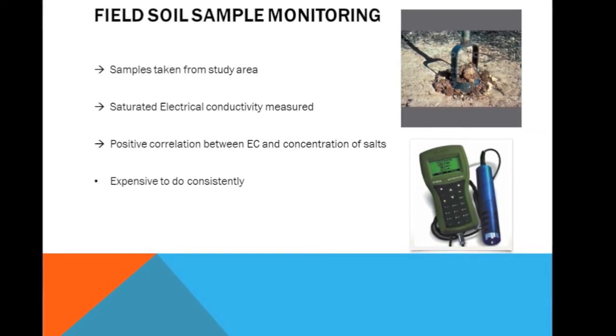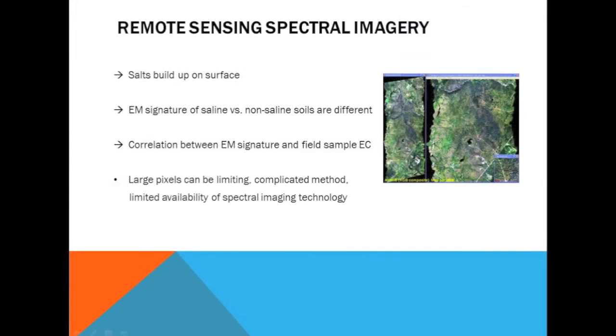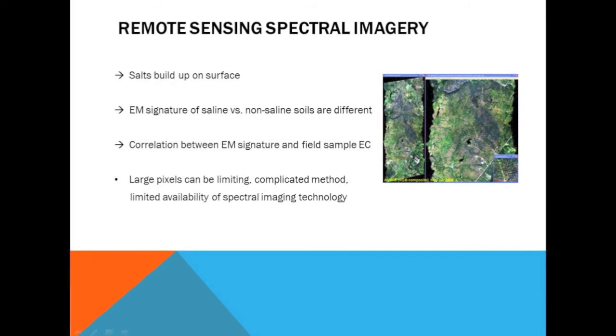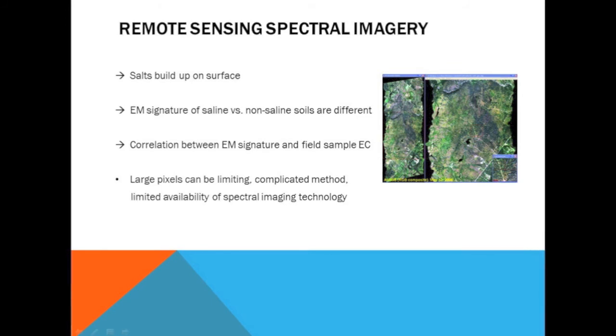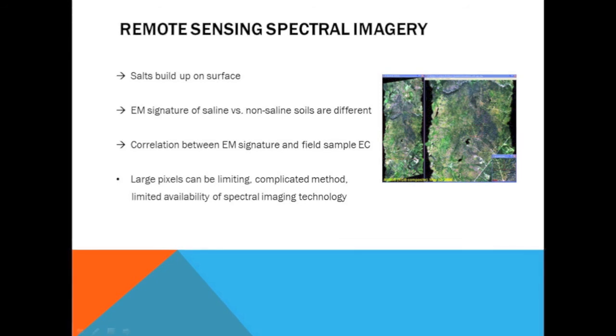Another method for monitoring the salinity of soil is by using remote sensing spectral imagery. When salts build up in the soil, there is often a buildup of salt crusts on the surface. The electromagnetic signature of a field with these crusts is distinct enough to distinguish between salinized and non-salinized soil. According to one study, there was a promising correlation between their remote sensing results and the soil sample results.